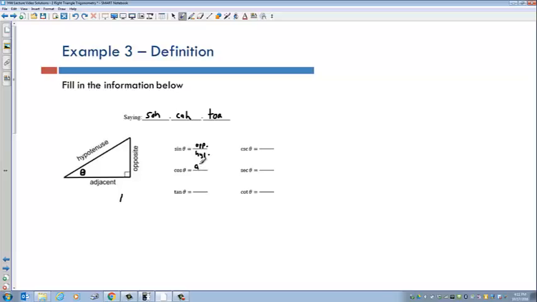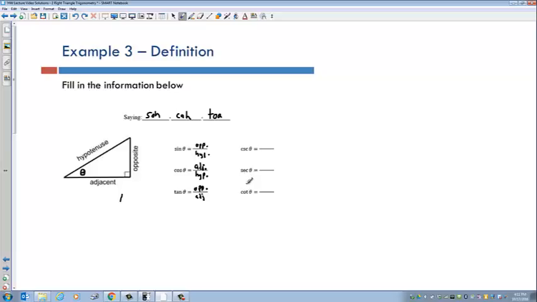And so here you take the length of the adjacent side, I'm just going to abbreviate it like this, and divide it by the length of the hypotenuse, so whatever that is. And then the tan of theta is the TOA, which is the opposite side over the adjacent. So the length of the opposite side divided by the length of the adjacent side.